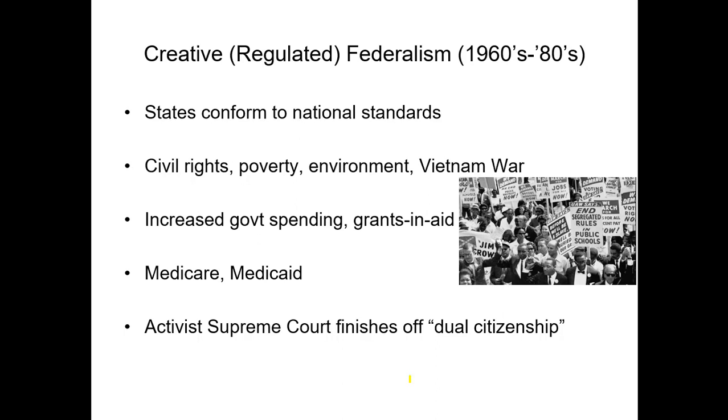So as we get into the 1960s, the federal government gets even more creative in intervening into the states. That's why it's called regulated federalism, because now the federal government is actually stepping up and increasing its involvement into the states' business. They're getting the states to conform to national standards in order to deal with these issues of the environment, pollution, poverty, the Vietnam War, the Cold War. Civil rights was really starting to become a very prominent issue as we get into the 60s. So government spending increases in order to do this.